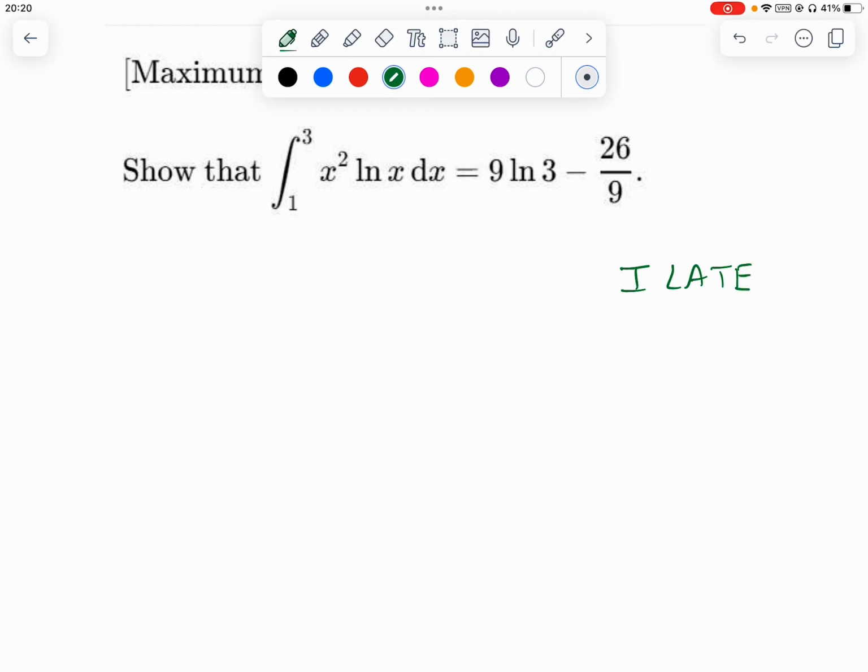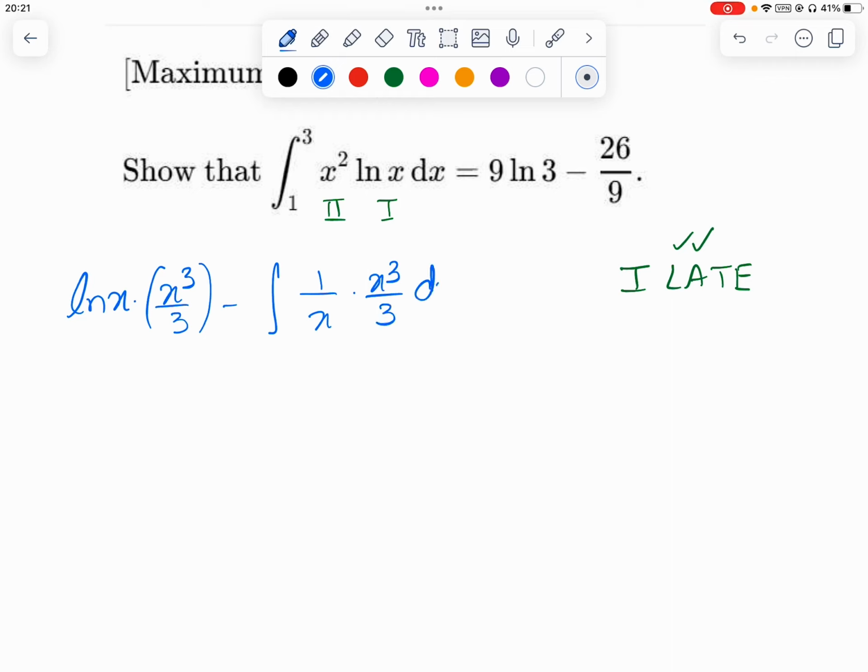So I will be using ILATE over here. So I have algebraic and I have logarithmic. Logarithmic is going to be my first function, algebraic is going to be my second function. So what's going to be the formula? First function, integral of second function, x cubed by 3, minus integral of derivative of first function, 1 upon x, carry forward that, integral of second function dx.